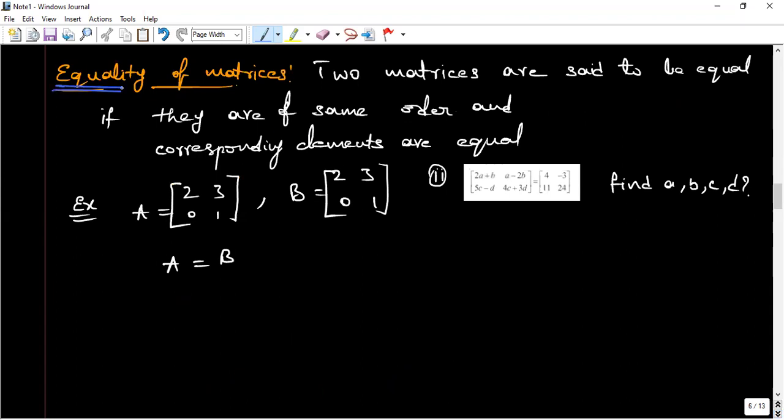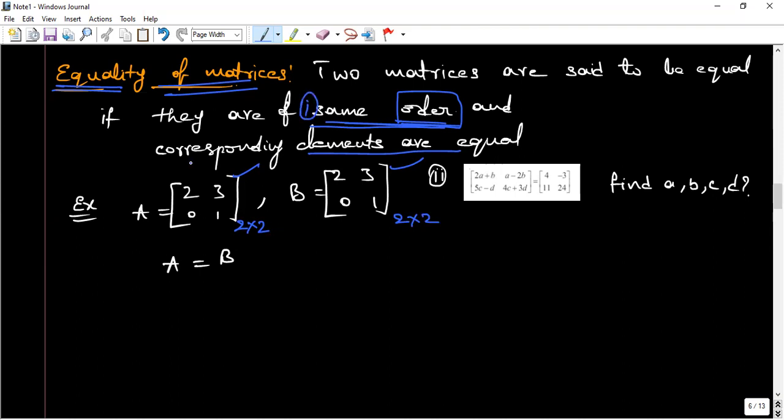Equality of matrices. Can we compare two matrices? That's a basic question. Two matrices are said to be equal if they are of the same order. Order must and should be the same. That is the first thing you should observe. And corresponding elements are equal. Suppose I have one here, another matrix here. You just observe both. Both are 2 by 2 matrices. First condition is satisfied. What is the second condition?